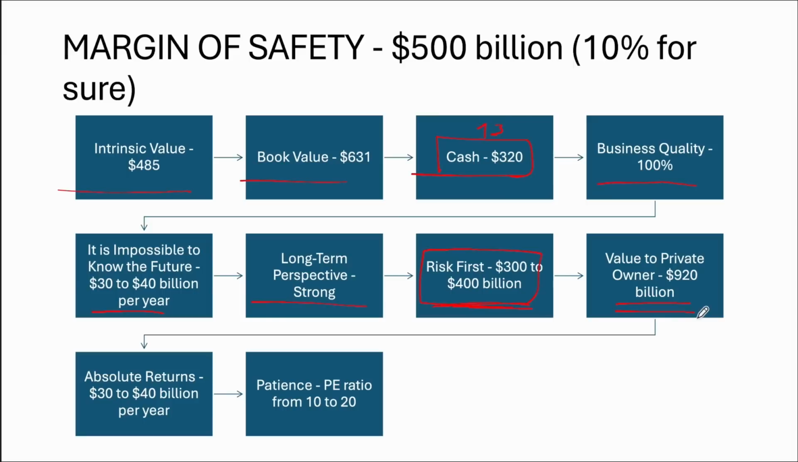The value to private owner, in a fire sale, likely less, but in a liquidation over time, I think it would hit something like this. Absolute returns and the patience: we are now at 25, so I would say, okay, let's wait until Warren Buffett does buybacks, then you have a good return from Berkshire.